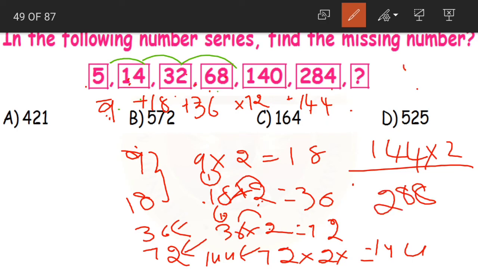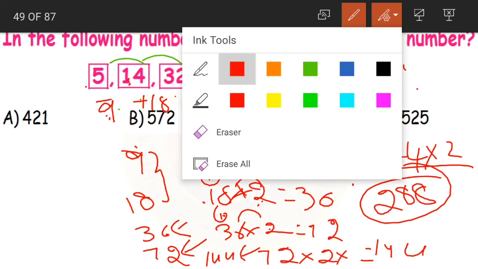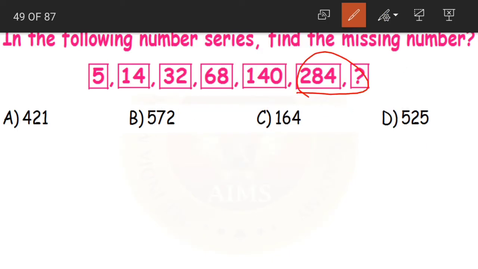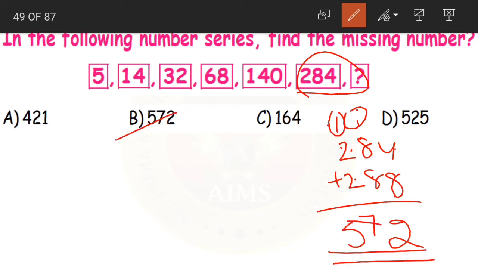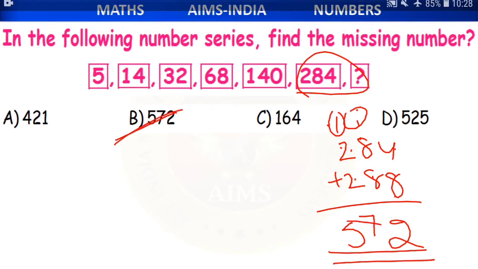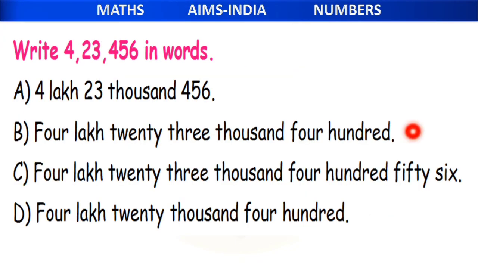So 288. We need to add 288 to this number. 284 plus 288. 4 plus 8, 12. 8 plus 8, 16 plus 1, 17. And 2 plus 1, 3, 3 plus 2, 5. 572 is our answer. That is option B. Okay, children? I hope this is clear. Yes? Yes.